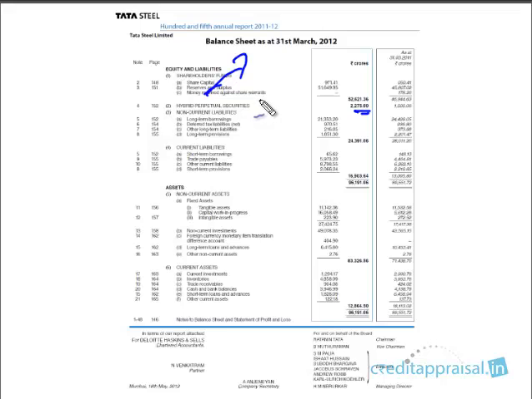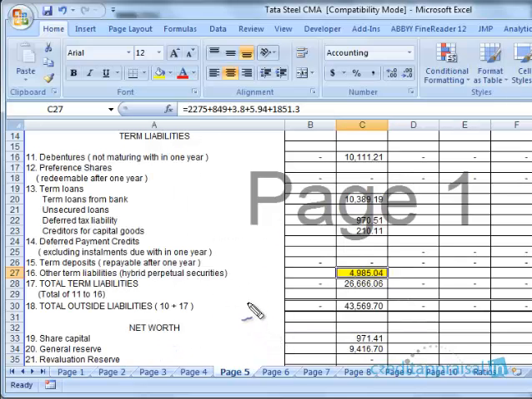So the correct way to classify is you can put it under share capital, but some banks also treat it as a term liability. For safety purpose, let us classify it as a term liability in this example, but it doesn't matter. You can also club it with equity. In this example, I'm going to classify it as a term liability. This other term liabilities also include hybrid perpetual security.